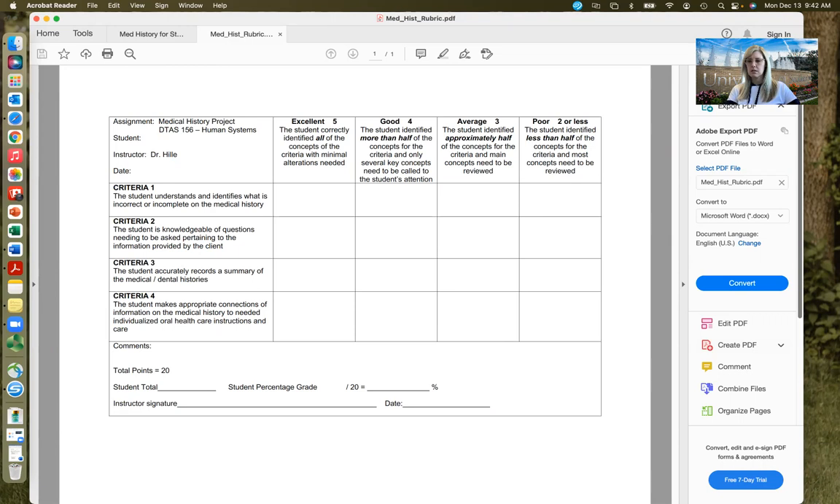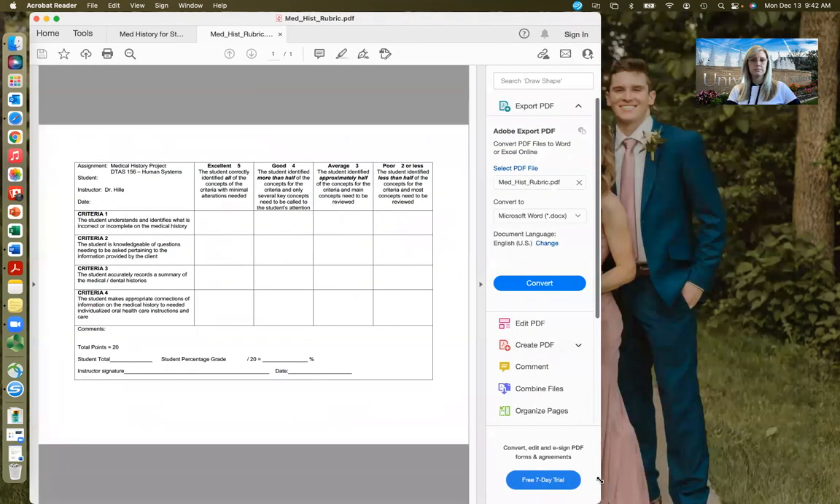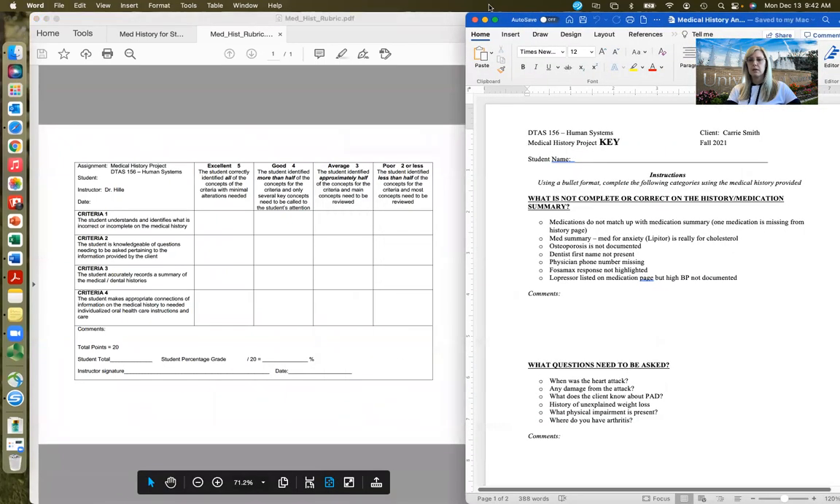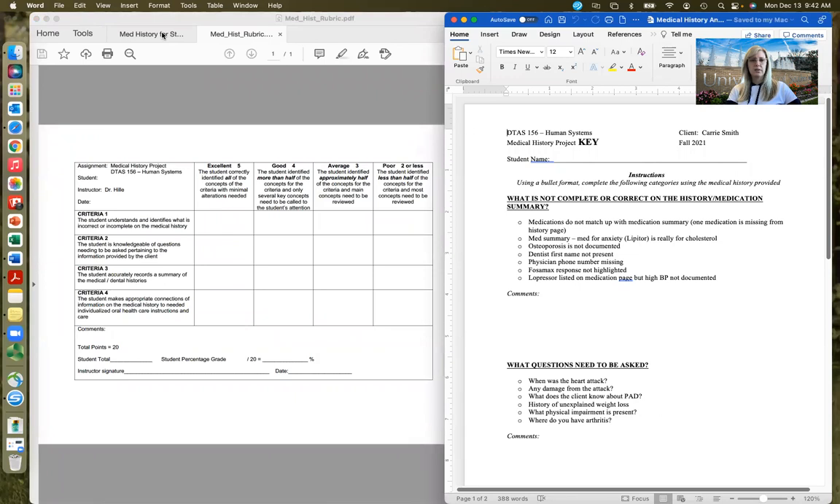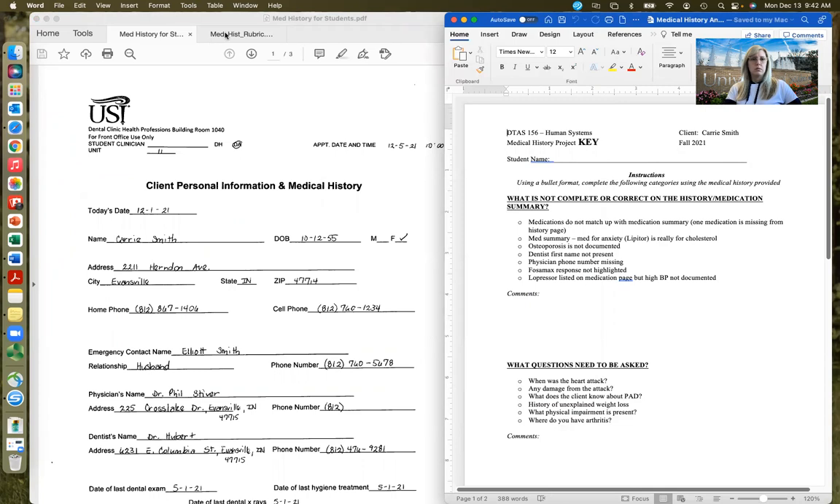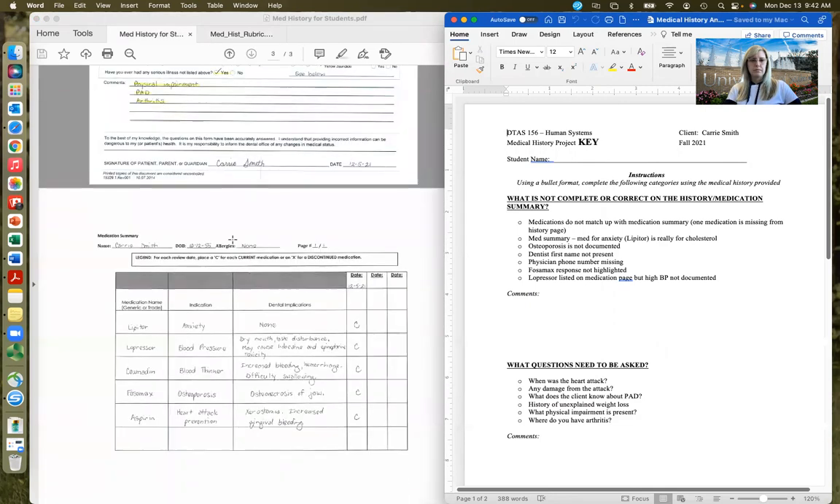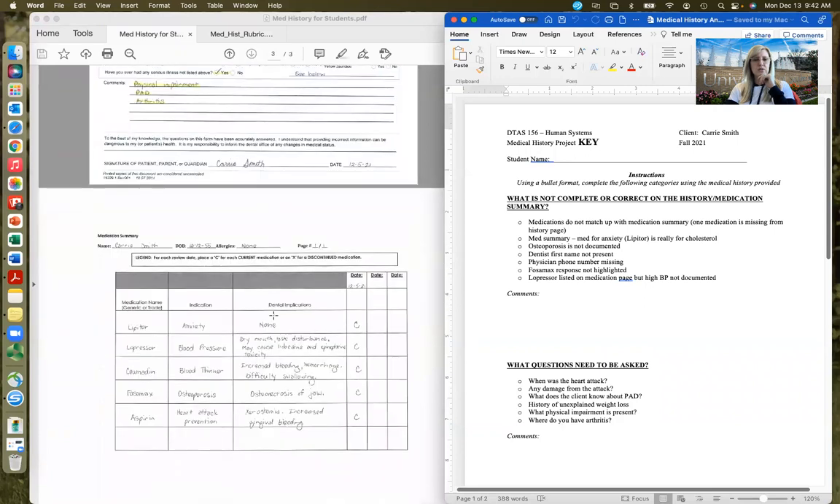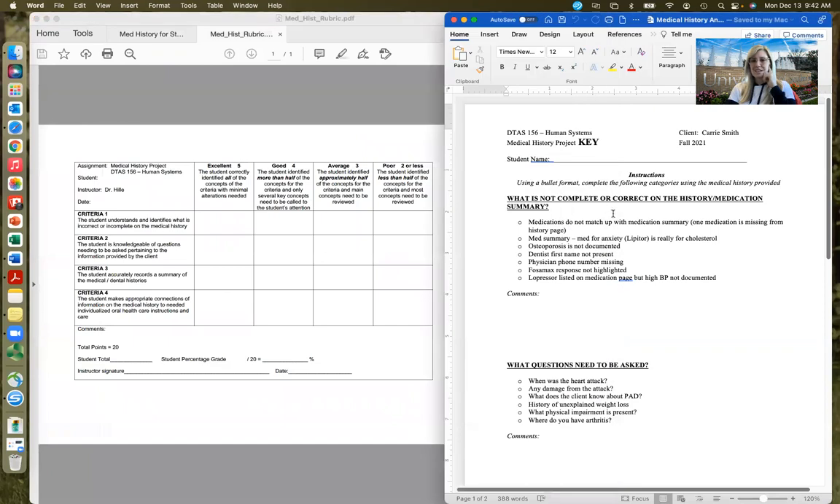Okay. Now here's what I'm going to do. Let me move this over. Let me pull this up. Okay. I would like to show you exactly how I graded your med history. So with your med history, I gave you this medical history right here. I had you answer a few questions on it. Okay. Here is your medical history key. I gave you the questions, obviously without the answers, and then had you write the answers in.